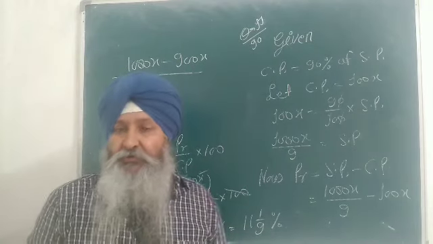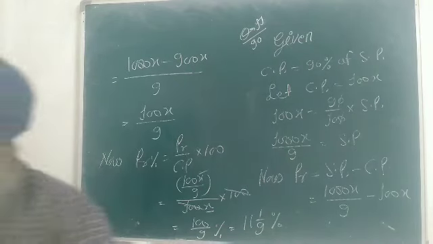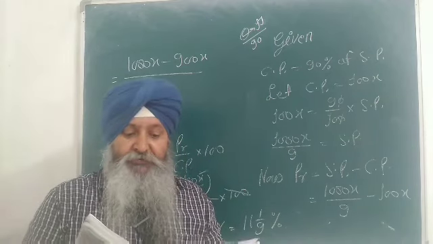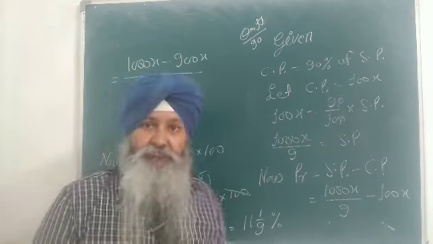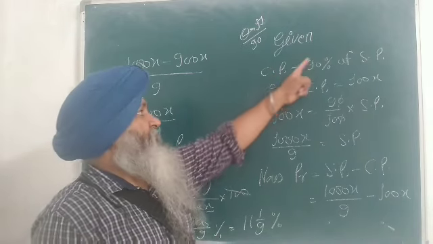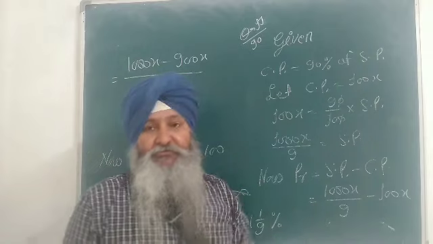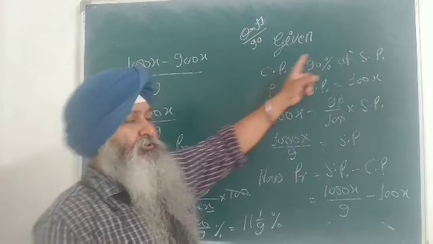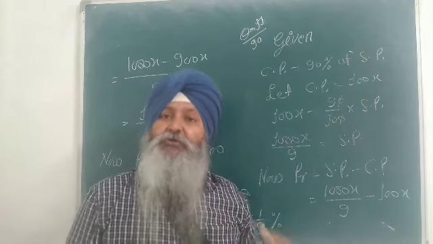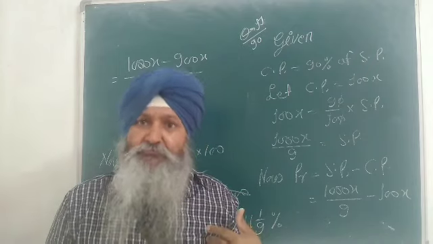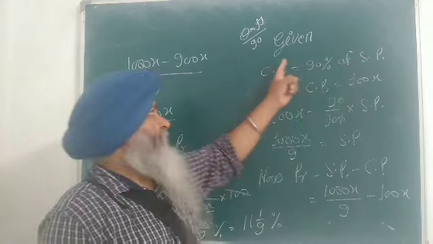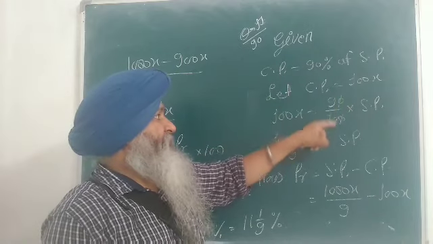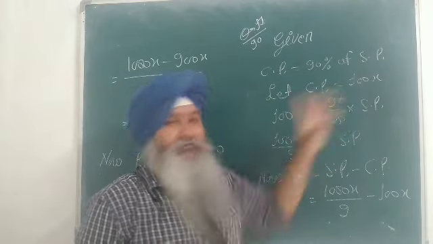Now my dear student, the 11th question is: cost price of an article is 90% of the selling price. What is given? Cost price is 90% of selling price. Again, neither do I know cost price nor selling price. You can assume anything and I am assuming according to my habit. Let CP be equal to 100x. So this 100x is equal to 90% of SP.